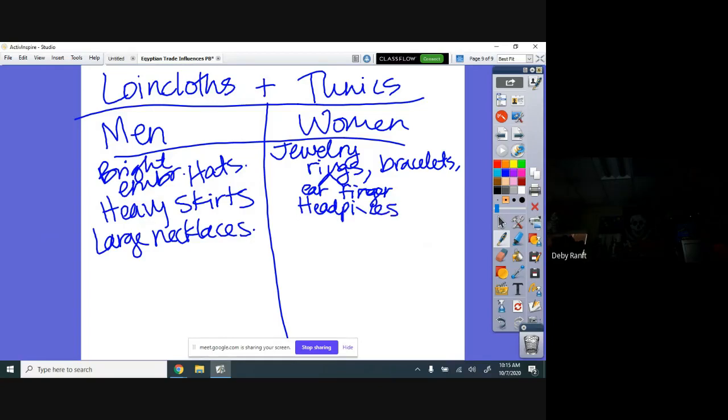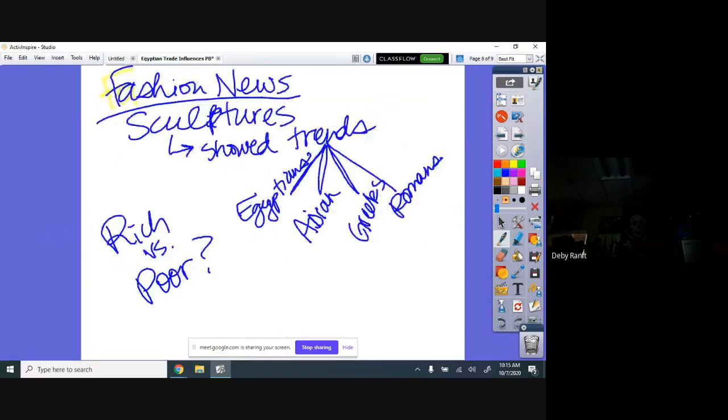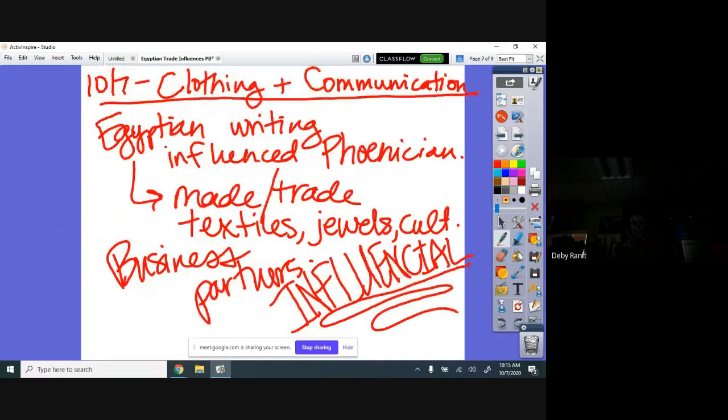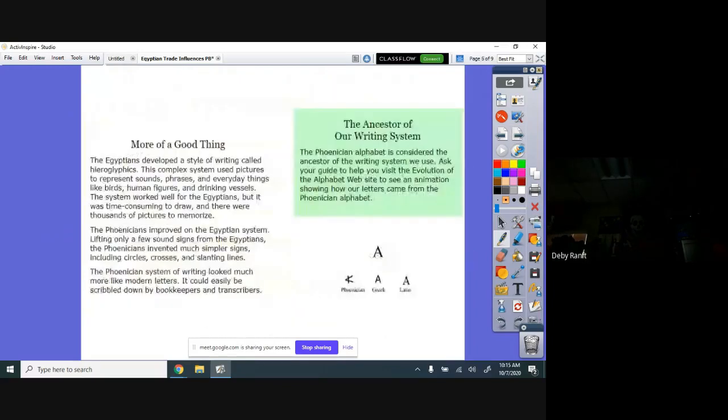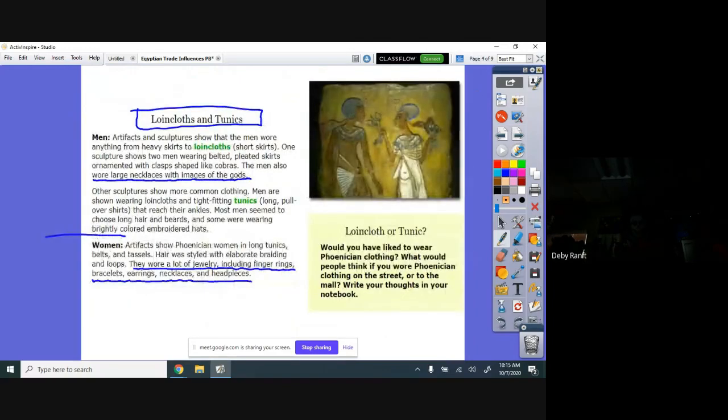It's more like having long hair. Ah, man, Olivia got a lot of stuff out of that. Long hair and beards. Hey, that sounds kind of like hipsters today, right? Long hair and beards, that seems to be a trend these days. Large necklaces and heavy skirts. Okay, let's make sure we're not missing anything.